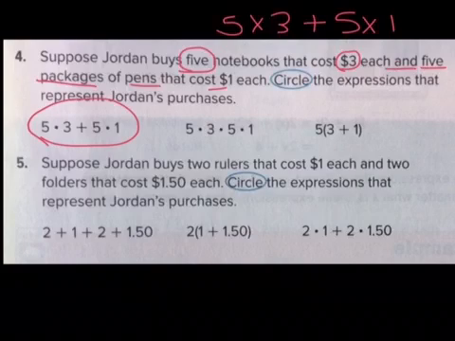Does this one make sense though? 5 times 3 times 5. No, because we're multiplying again. No, we're supposed to be adding the 2 that he bought. That's why it says and. What about this one? This one we use associative property.